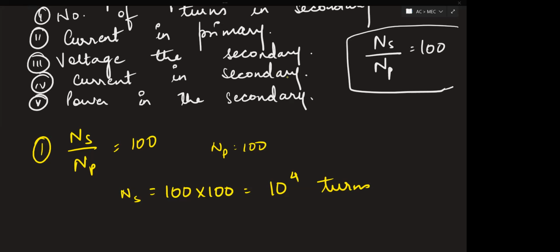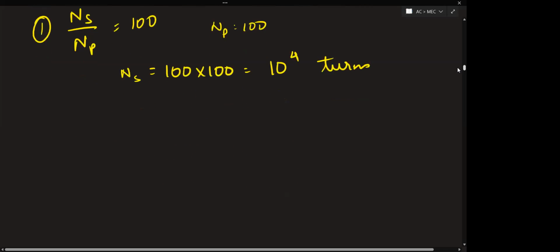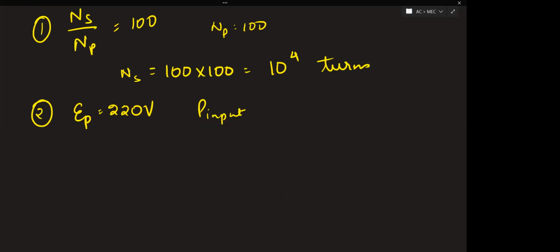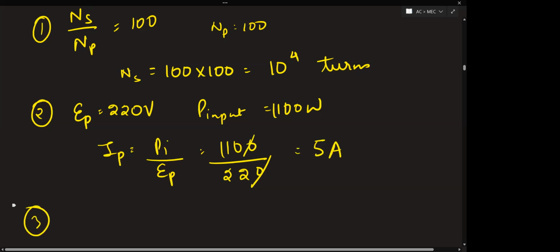Yes, right. Now, second part says current in the primary. Input power and input voltage are given to you. From there, you can calculate the current. EP is given as 220 volt and input power was 1100 watt. So IP will be power input divided by EP. This is 1100 divided by 220. This will be 10 by 2, that is 5 amps.